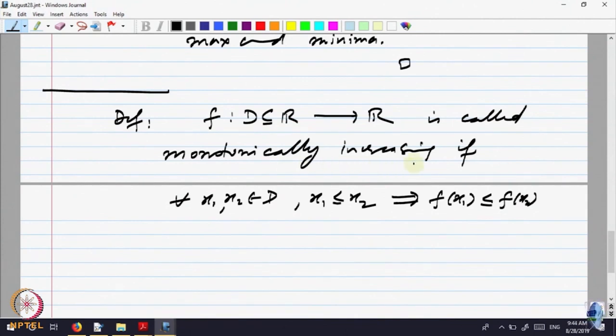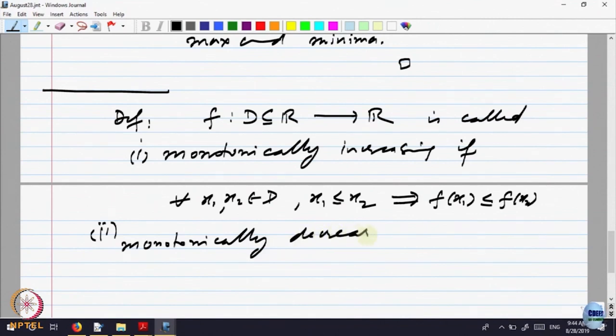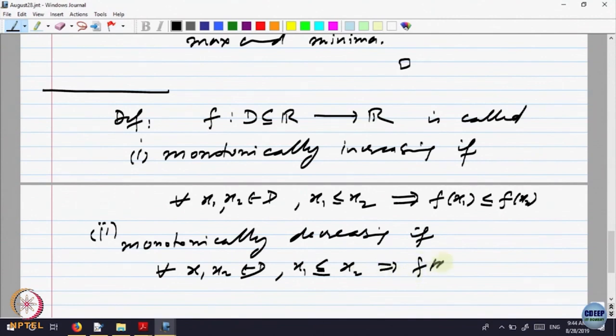So, this is monotonically increasing, and similarly, you can define monotonically decreasing if x1, x2 belonging to the domain, x1 less than or equal to x2 implies f of x1 is bigger than or equal to f of x2. The graph is going down and down as you move from left to right. So, that is decreasing.